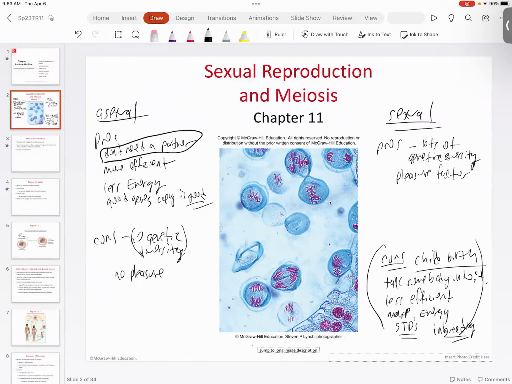Wait, say that again? Sure. Like a mutation or something like that? Yeah, mutation can happen either way, either direction.